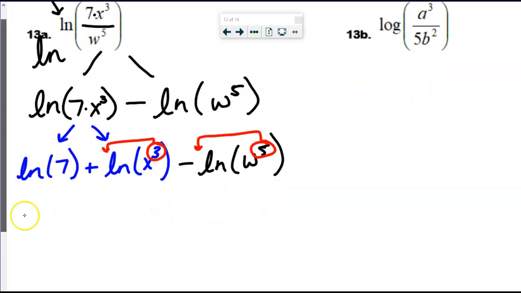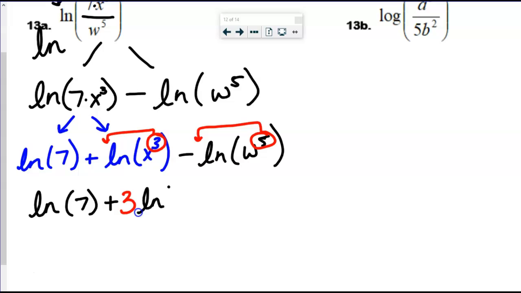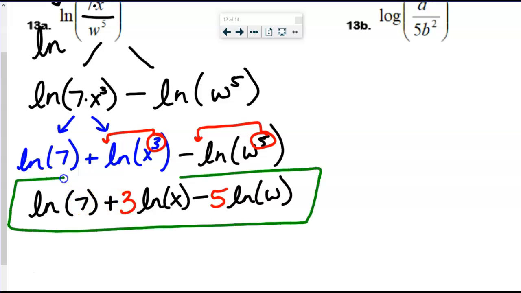Again, if you are an amazing brain who can do this without showing intermediate steps, that's really awesome, but this is a test, so be careful. Alright, so now we got this 3 in front of your natural log of x, and then don't forget this is a subtraction sign here, so you've got a 5 in front of his natural log of w. And that, my friends, is your final answer. That is fully expanded, because every logarithm only has one thing inside of it, and no longer they have exponents.